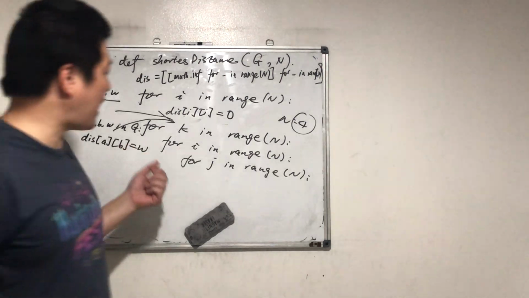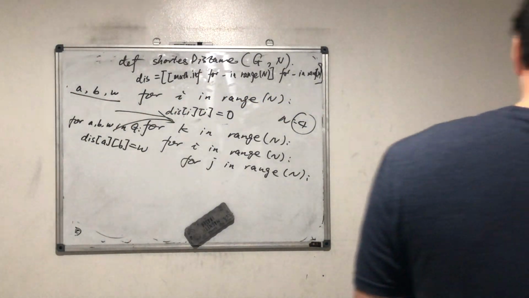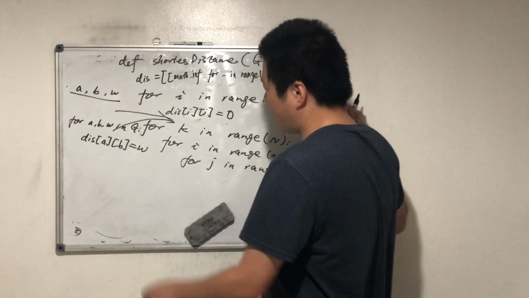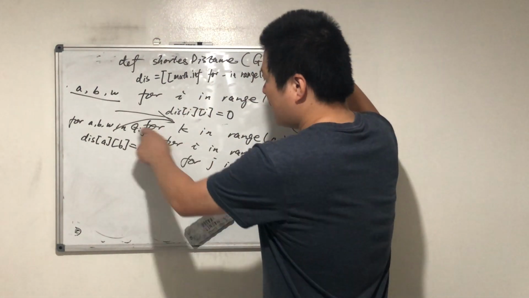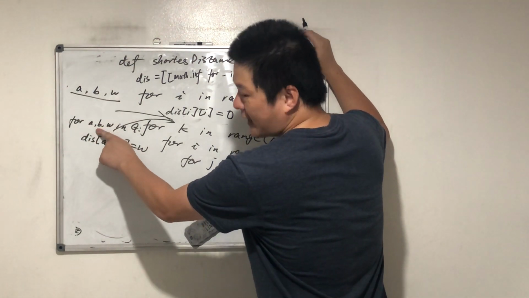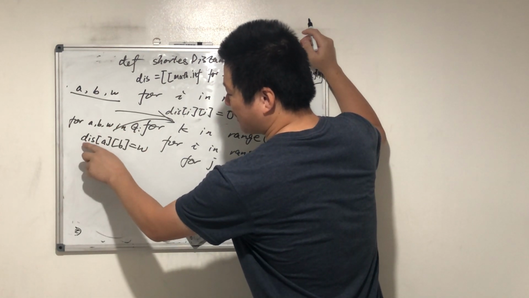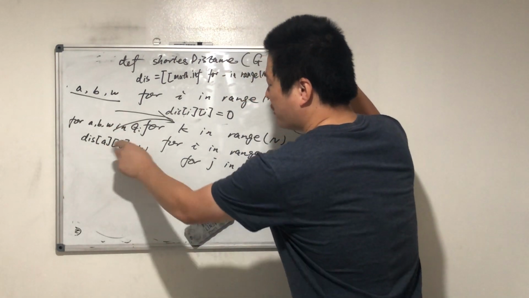This is handling the input array G. For A, B, from the vertex A to vertex B costs W, right? So we put it in this matrix, yeah? We put it in this matrix, A to B, W.